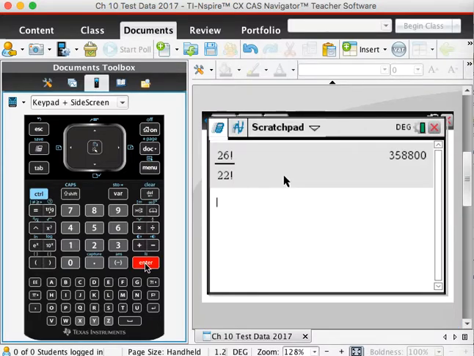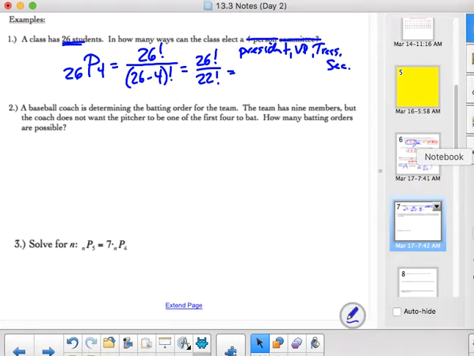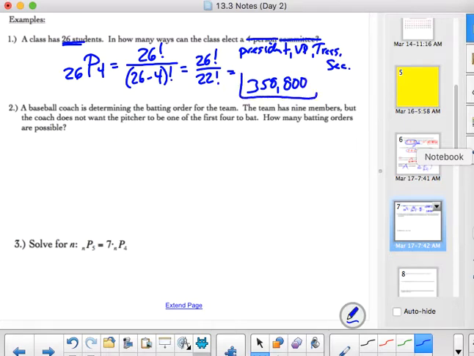That's going to be about 358,000 and some change. So quite a big number of variety here. Big number of combinations, permutations here. All right, so let's go ahead and write that number back down in our notes. So that will end up being 358,800. So that many different ways to create those positions.